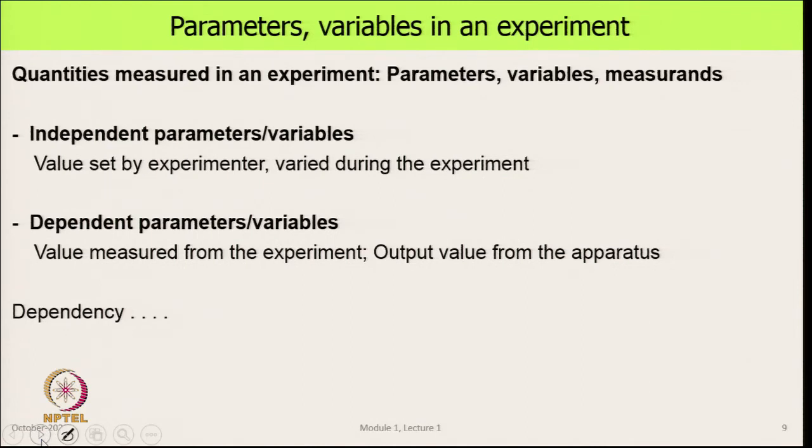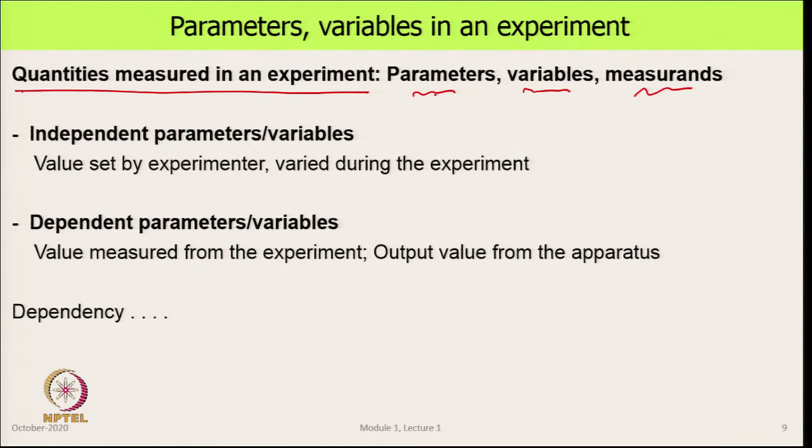Then the result formula has the other thing, which is parameters and variables that are varying in an experiment. So, these are quantities that are measured in an experiment. We call them parameters, we could also call them variables, and you can also call them measurands. All three are used in various texts and standards.